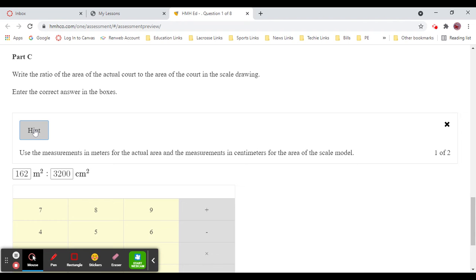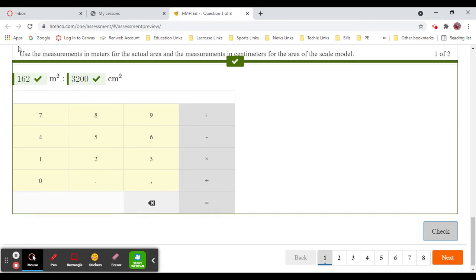And if you want to look at the hint, I could have shown you the hint as well. And I check it, 162, 3,200. And we're done with problem number 1.